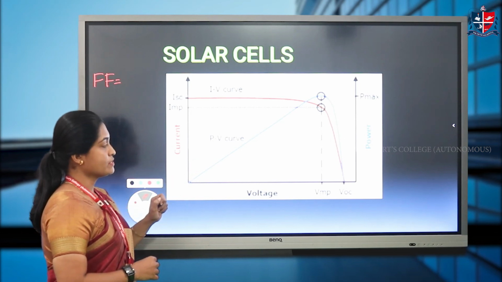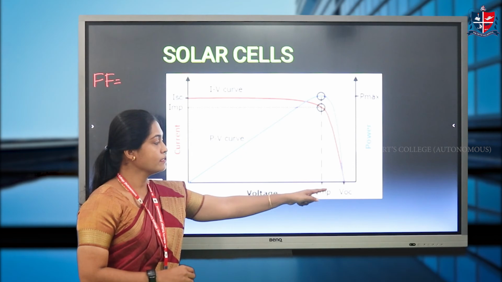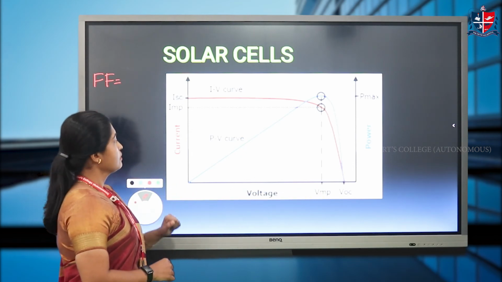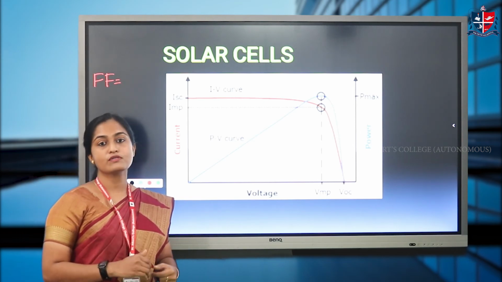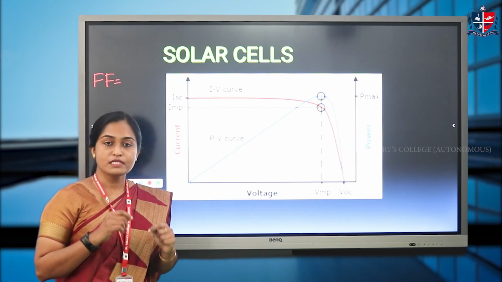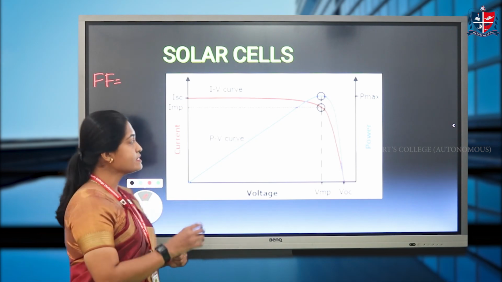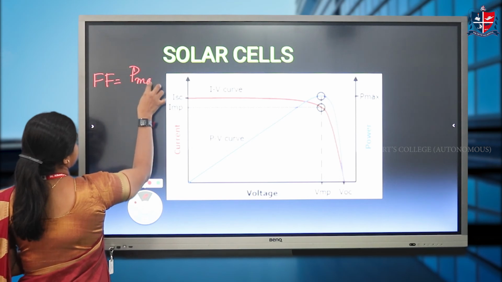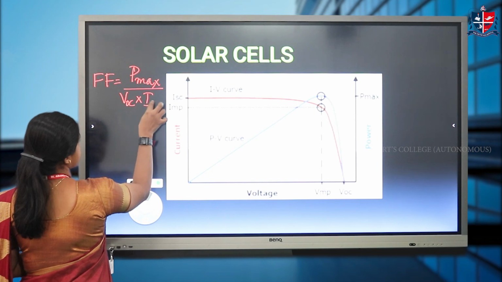From the IV characteristics, you can see the open circuit voltage here at VOC. The current value is 0. So open circuit voltage is the voltage across a solar cell when the current across it is 0. And the short circuit current is the current across a solar cell when the voltage across it is 0. From these values, we can calculate the fill factor as Pmax divided by VOC times ISC.